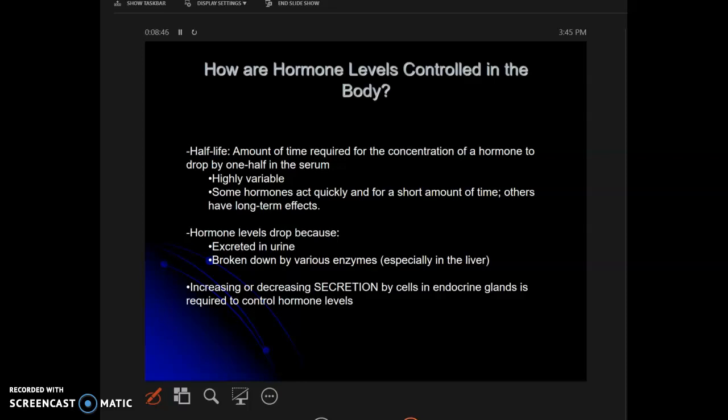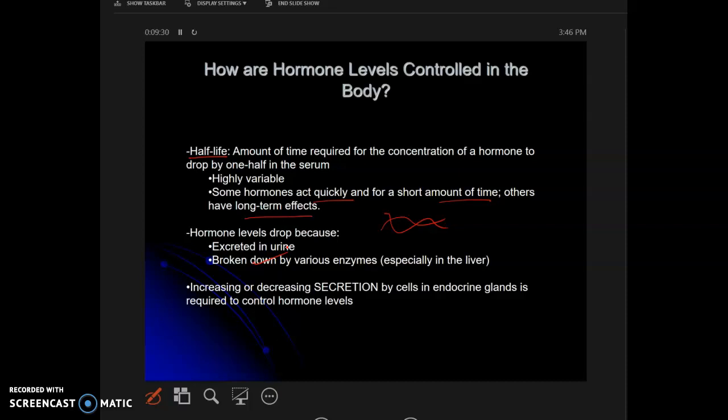So how are the hormone levels controlled in the body? But first thing, all the hormones have a certain amount of what? Half-life. All right. And so there are some hormones that act quickly and for a short period of time, or some have long-term effects. Now, go back and think about steroid and non-steroid hormones. Which one do you think will have a long-term effect? Of course, steroid hormones. They affect your what? DNA, all right, which is the blueprint of the cell. Now, hormone levels drop because they're either broken down, typically broken down, or they're washed off in the urine.